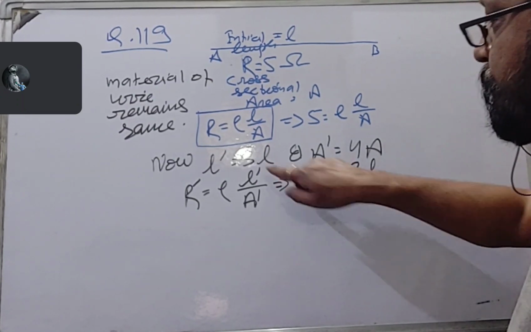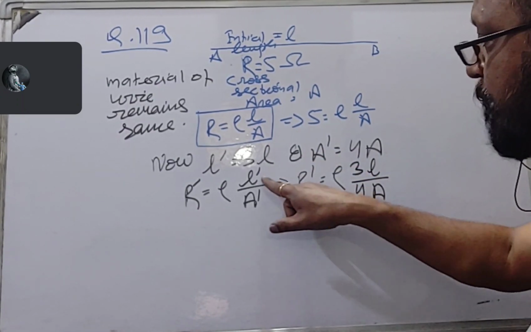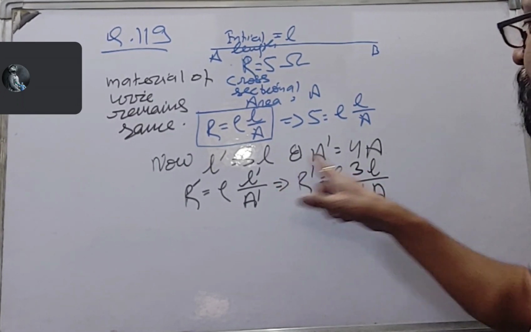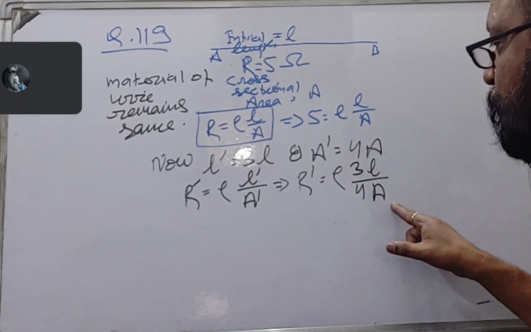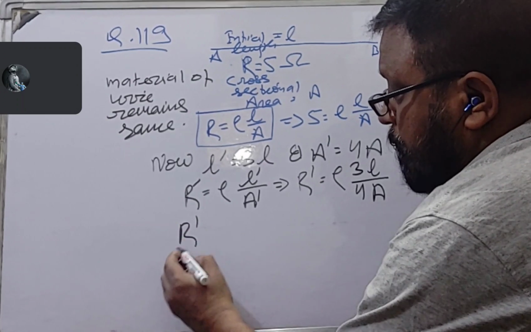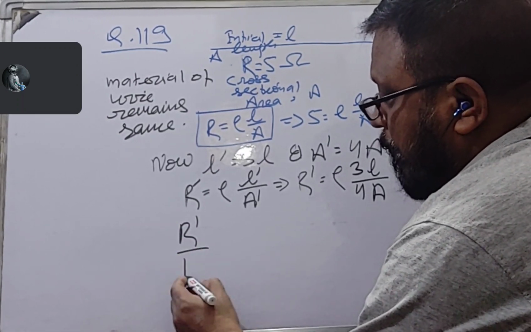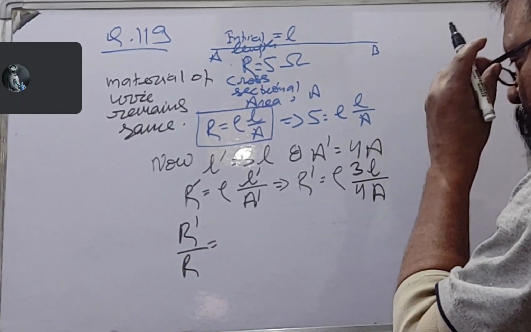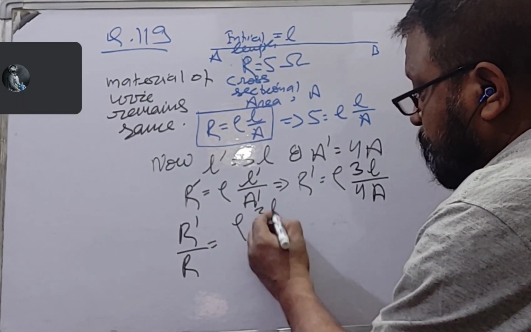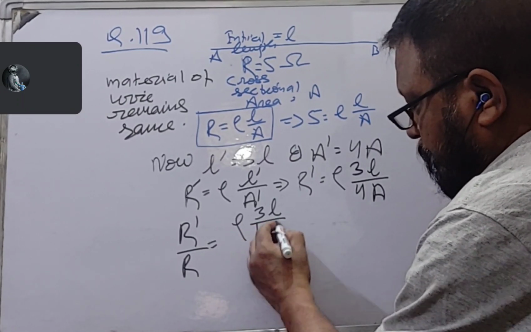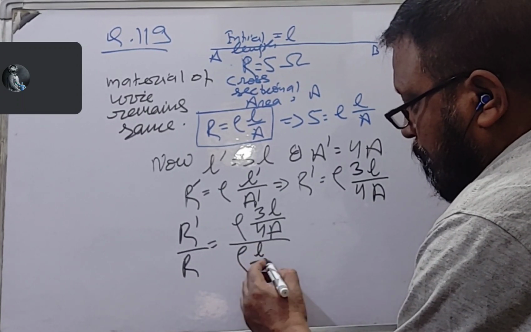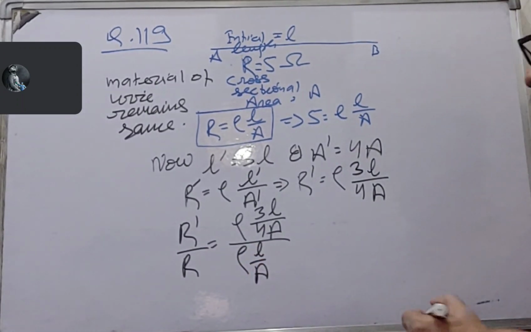This is 3L and 4A. L dash is equal to 3L, so I wrote here 3L, and A dash is equal to 4A, so I wrote here 4A. So R dash upon R is equal to rho into 3L upon 4A upon rho, which is L upon A, right?